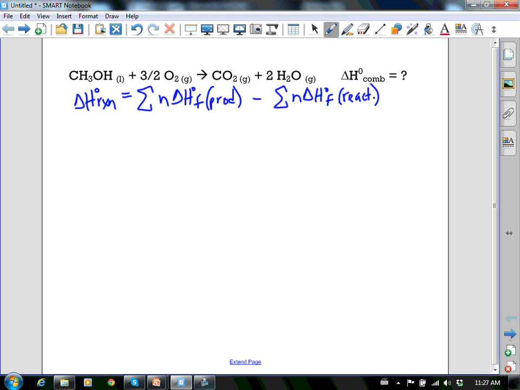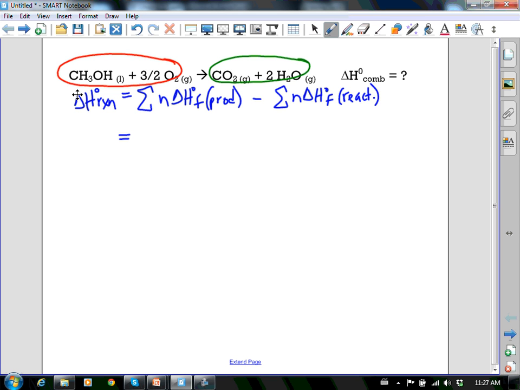In order to do this, we're going to have to look up these values in that table that I told you about in your textbook. So we're going to start with the products. I'm going to do the products in green, and afterwards I'll do the reactants in red, just to color code things. So don't forget to always do products minus reactants.